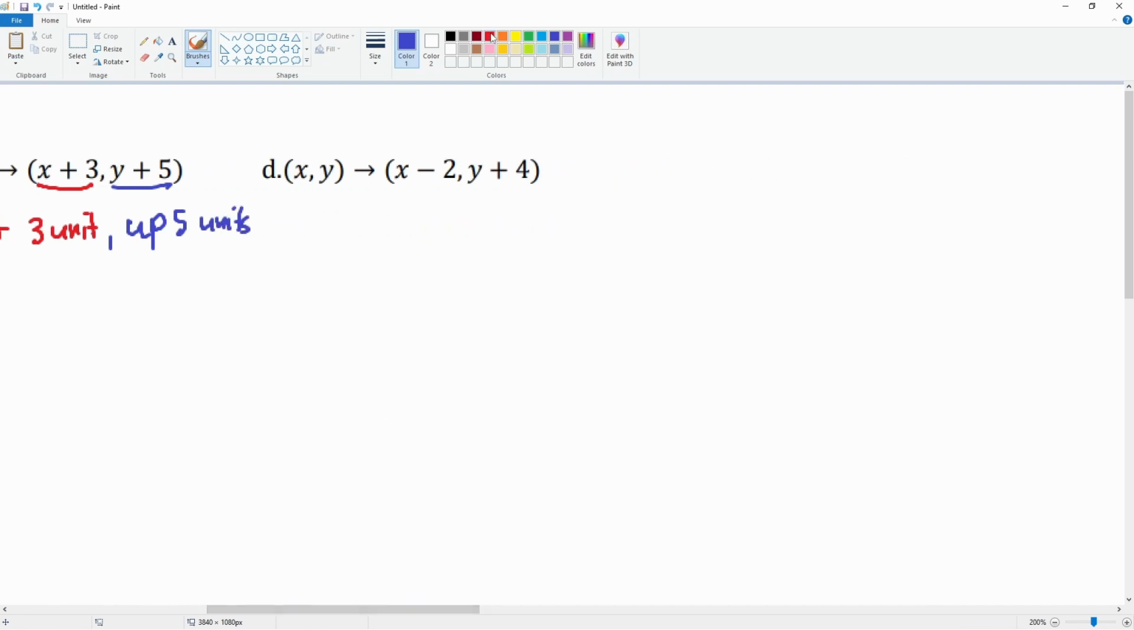Letter D, x comma y, the x is going to be -2. That -2 means left 2 units. And then the y +4, that is up 4 units.